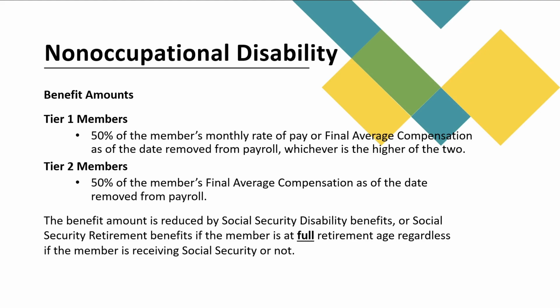Non-occupational disability benefit amount: for Tier 1 members, it is 50% of the member's monthly rate of pay or final average compensation as of the date removed from payroll, whichever is the higher of the two. For Tier 2 members, it is 50% of the member's final average compensation as of the date removed from payroll. The benefit amount is reduced by Social Security disability benefits or Social Security retirement benefits if the member is at full retirement age, regardless of whether the member is receiving Social Security or not.